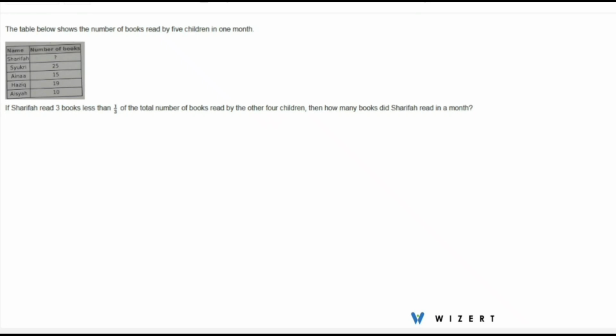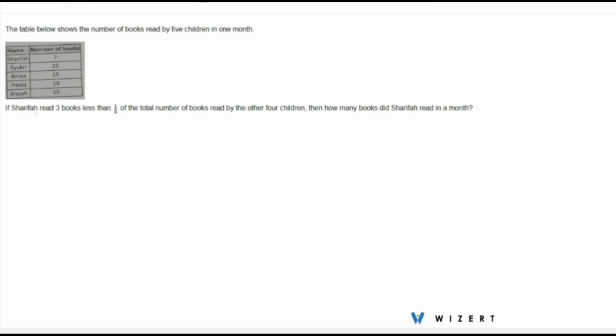I have this question here. The table below shows the number of books read by 5 children in 1 month. If Sharifa read 3 books less than one third of the total number of books read by the other 4 children, then how many books did Sharifa read in a month?